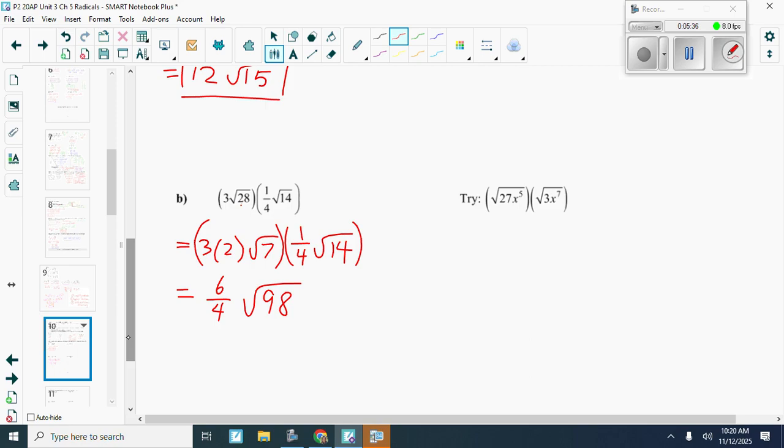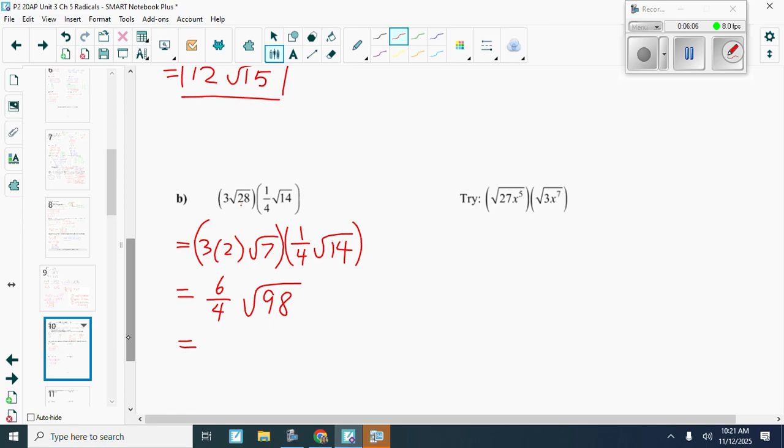Yes. That might mean for you, I don't know the factors of 98 off the top of my head, especially when the factor has to be a perfect square. So you might need to take your calculator and do a little bit of guess and check to see which is the highest perfect square that can go into 98, which I just gave away, would be 49 times 2.